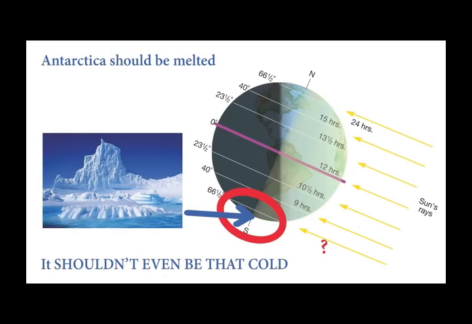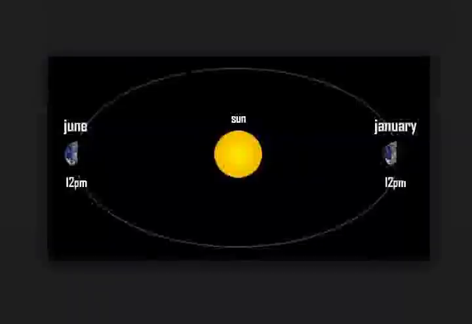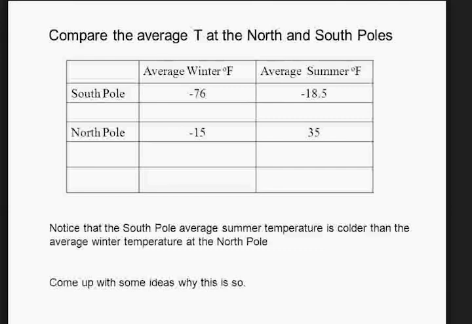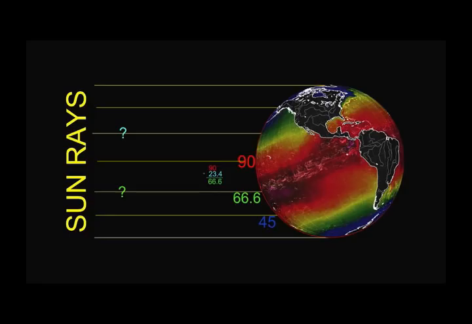Look what would happen to the South Pole. If the South Pole was ever exposed to the sun like that, the temperature would rise dramatically. But if you compare North and South Pole temperatures, the South Pole is always a lot colder. So which model better explains seasons? Easy, the flat Earth model.